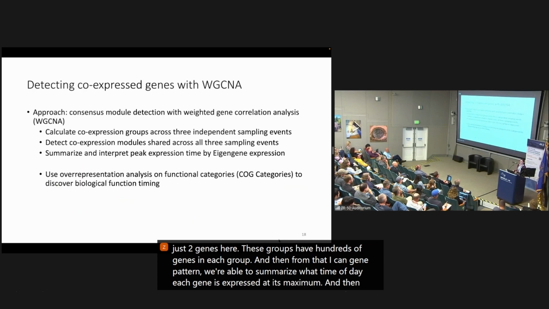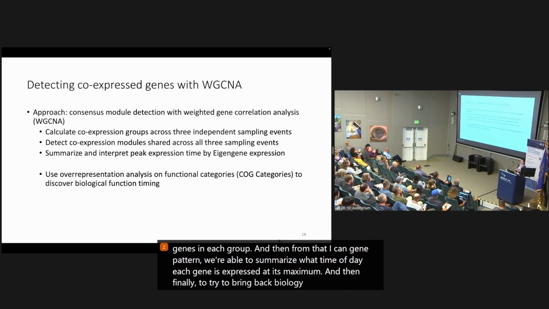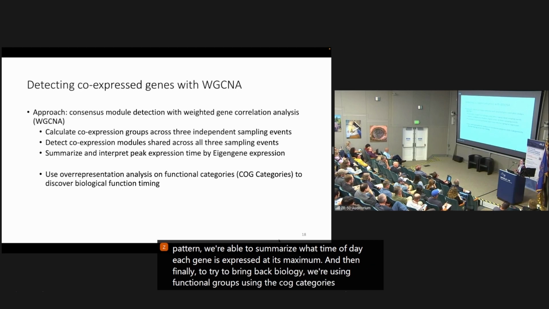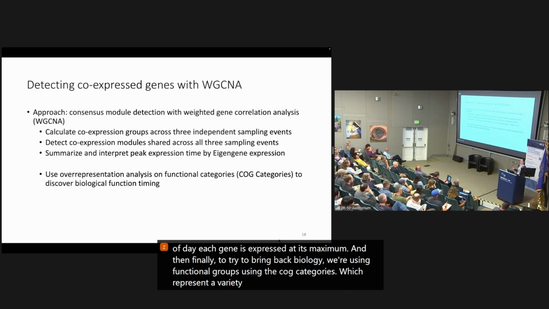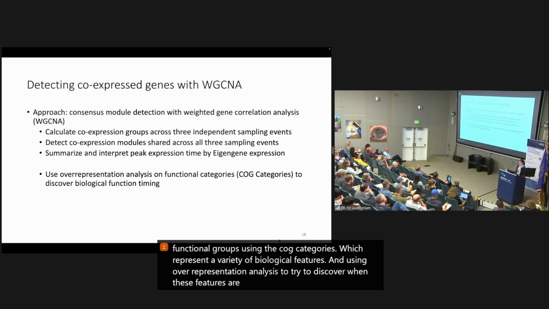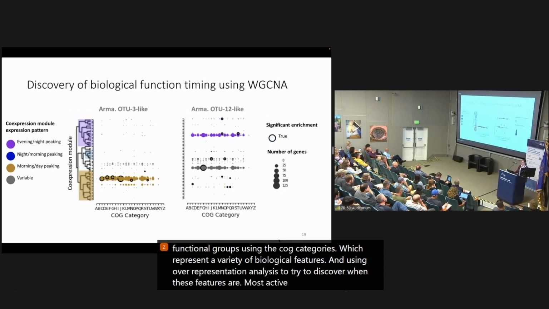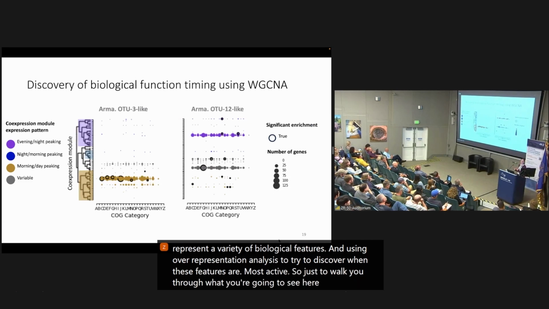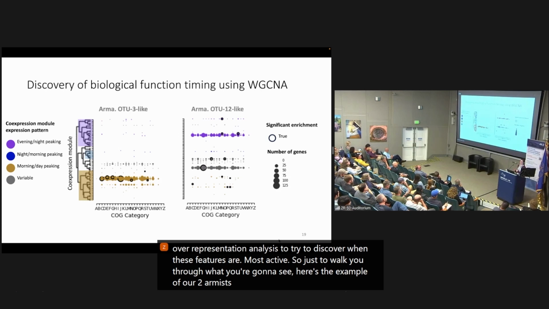And then finally, to try to bring back biology, we're using functional groups using the COG categories, which represent a variety of biological features, and using overrepresentation analysis to try to discover when these features are most active. So just to walk you through what you're going to see, here's an example of our 2 ARMAs. Each row is a co-expression module.